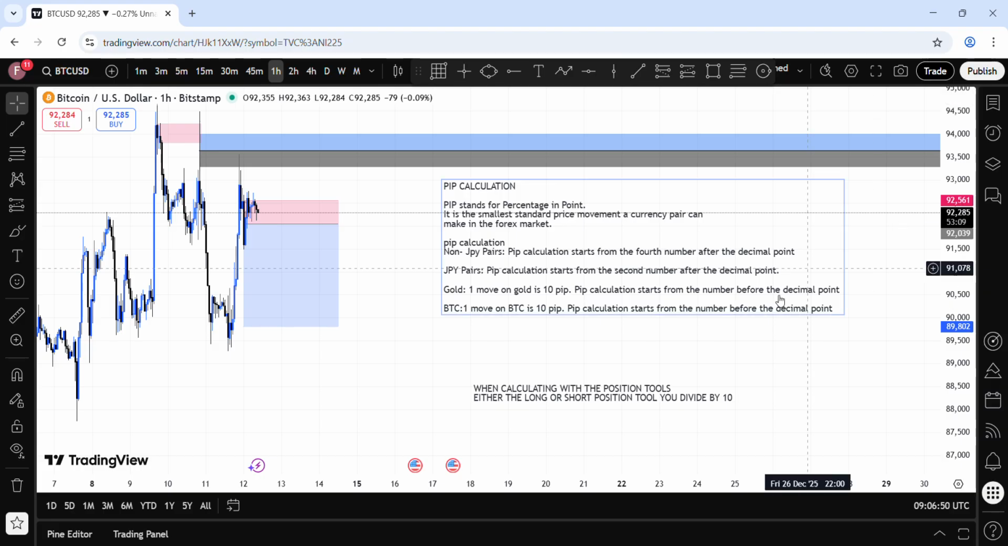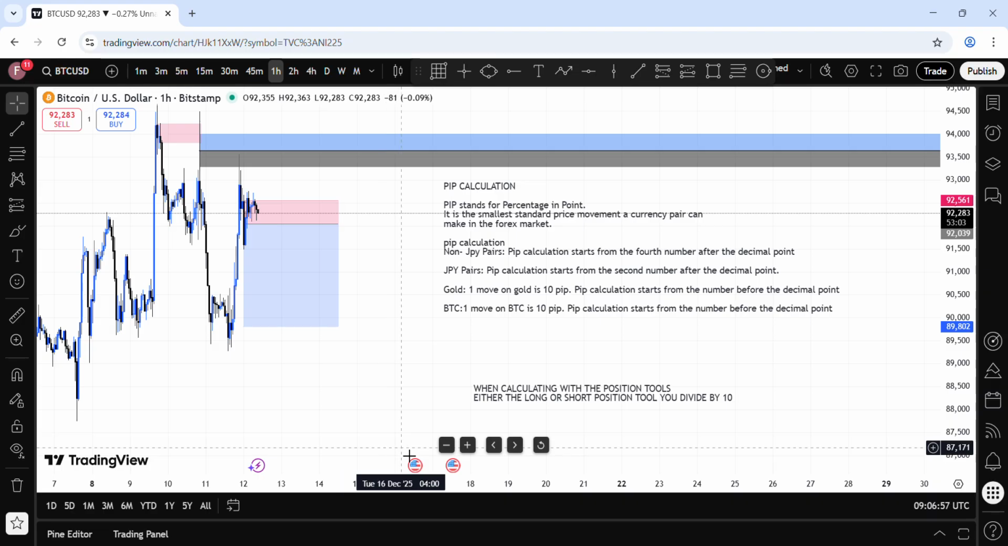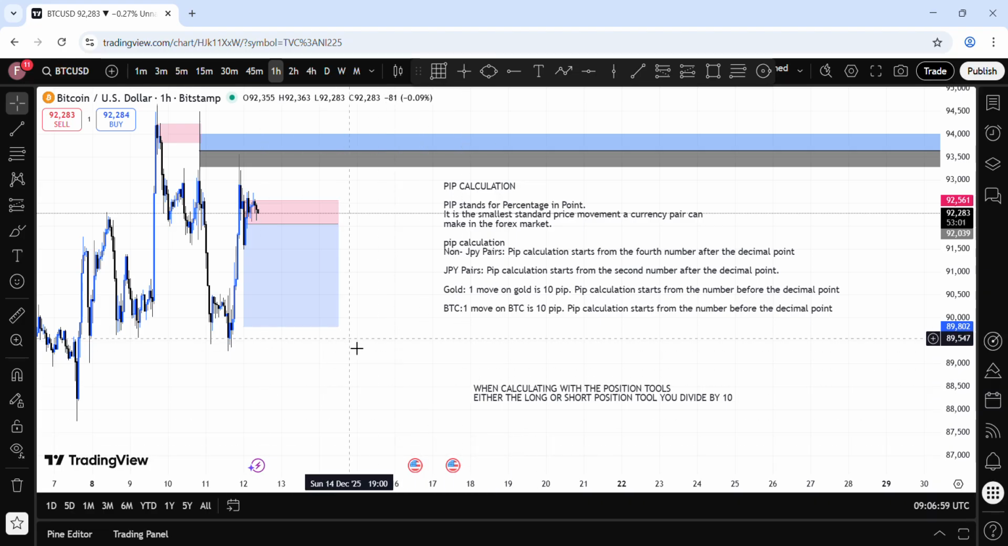Do you understand? One move on BTC is also 10 pips, meaning that the market is not moving by 1, 2, 3, 4, 5 like a normal currency pair. It's moving 10, 20, 30, 40, and this is because it is volatile. BTC moves very fast. BTC is very, very volatile. Do you understand me?